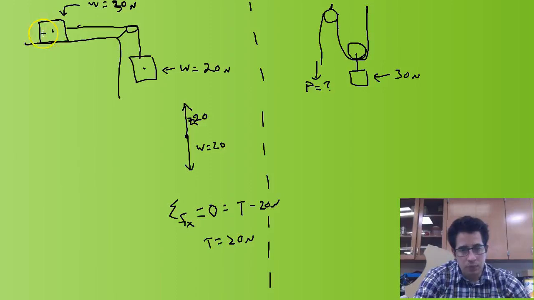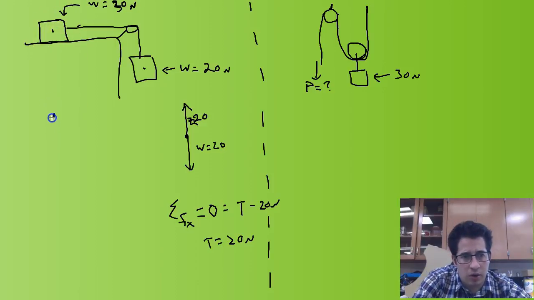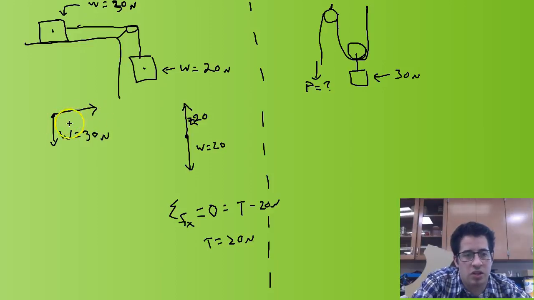Okay, now for this scenario right here, we know that we have weight downward, in this case equal to 30 newtons. We have a pull this way from tension. Okay, how hard do you think tension is pulling it that way?